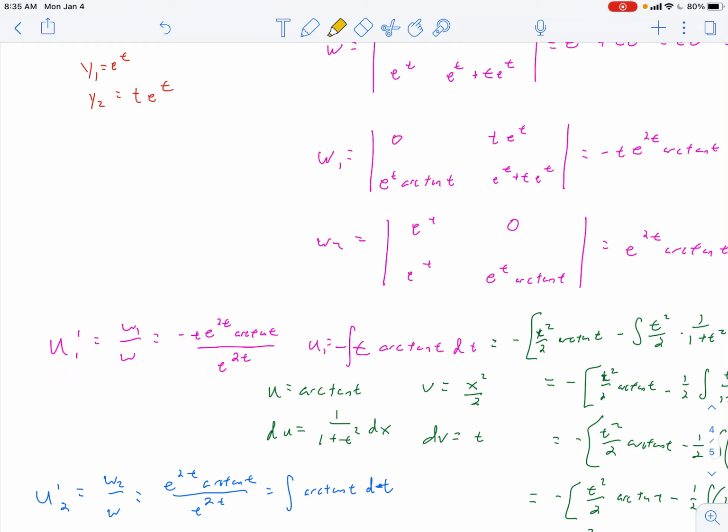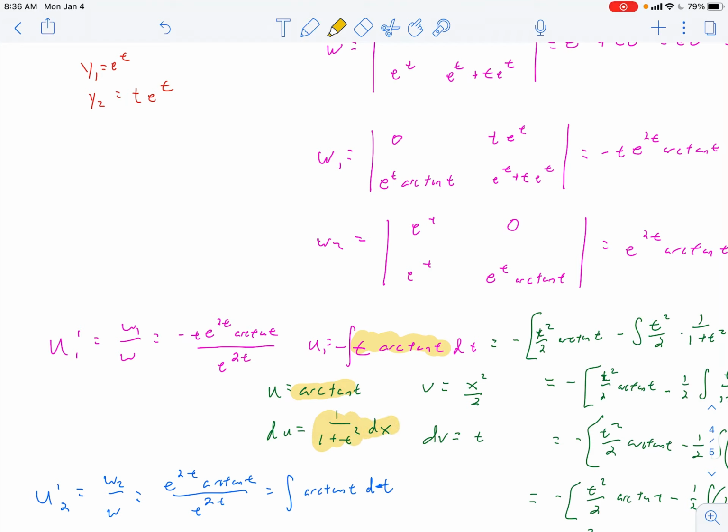Hopefully you notice that e to the 2t and the e to the 2 cancel out. So we're just left with negative t arctan t is what we're going to have to integrate. We have a negative, so I'm just going to pull the negative out. Based off of this, I'm going to have to use separation of variables to take the integral. So u is arctangent t. Then du is going to be 1 over 1 plus t squared.